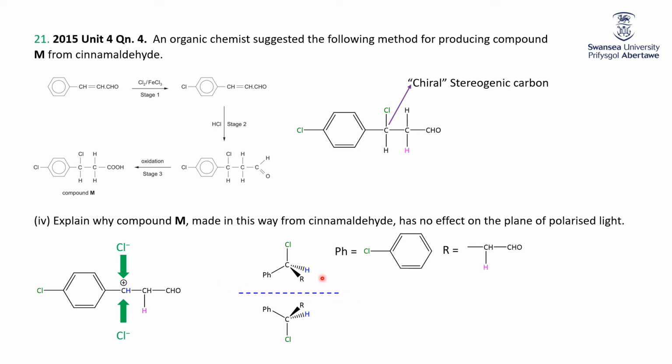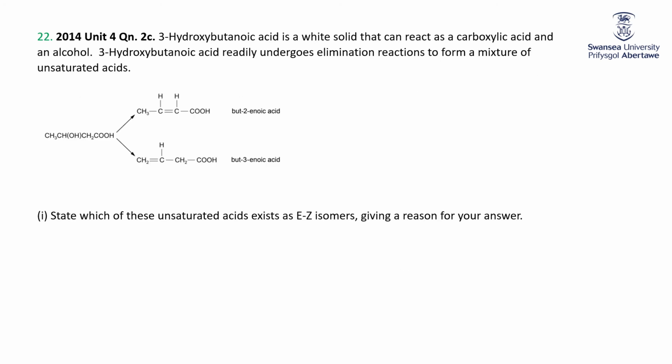And of course, if you've got an equal amount of the two enantiomers, then their effect on polarized light cancels out and they have no effect. This would be called a racemic mixture.